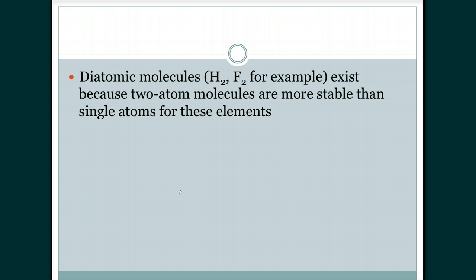And then if we have diatomic molecules, that's when we have 2 atoms forming a molecule, because that makes them more stable. That's it for naming covalent bonds.